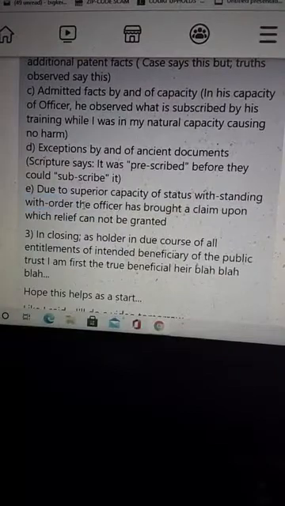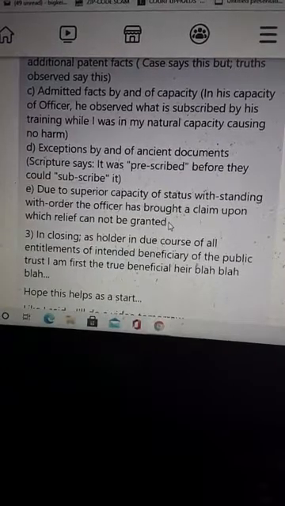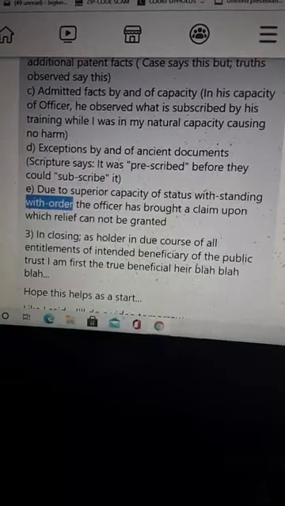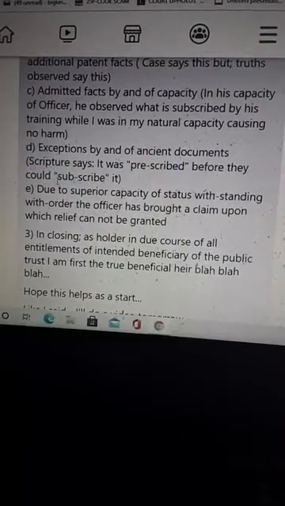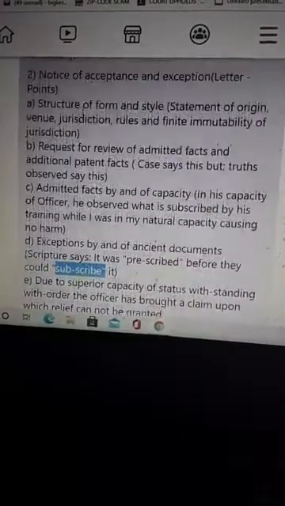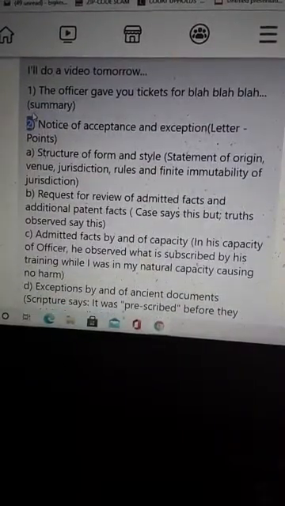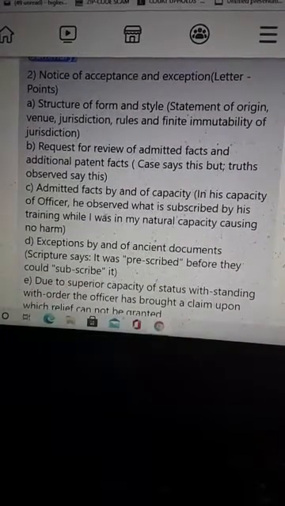Withstanding command, the officer has brought a claim upon which relief cannot be granted. Why? Because if they grant him relief, it proves that he broke a command of what was prescribed in the scriptures by subscribing to what he wrote about in his summary, which is only according to his training.